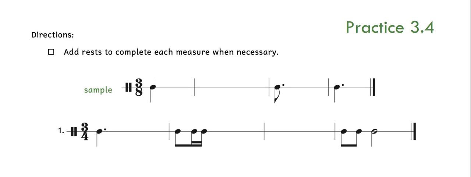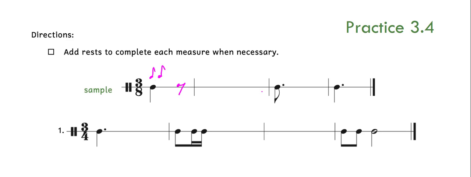Directions: Add rests to complete each measure when necessary. All right, so I'm going to do the sample for you. One strategy you can do is look at the time signature, say there are 3 eighth notes per measure. This quarter note is equal to 2 eighth notes. So in order to fill this measure, I need one more eighth note, right? To make it 3/8. So I'm going to put 1 eighth note to fill this measure.